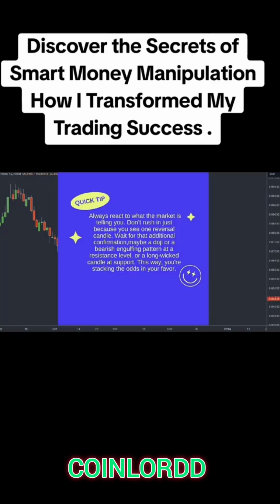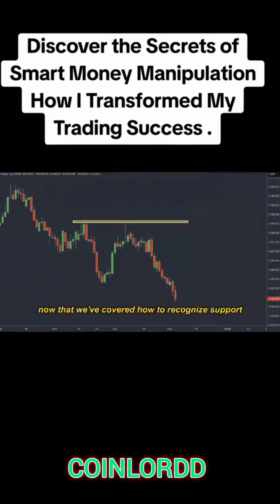Now, here's a pro tip: always react to what the market is telling you. Don't rush in just because you see one reversal candle. Wait for that additional confirmation, maybe a doji or a bearish engulfing pattern at a resistance level, or a long wicked candle at support. This way, you're stacking the odds in your favor. Now that we've covered how to recognize support and resistance levels and identify key price action signals, let's talk about how to place your entry, set your stop loss, and determine your target. It's important to understand the process of identifying reversal signals and then confirming them before jumping into a trade.